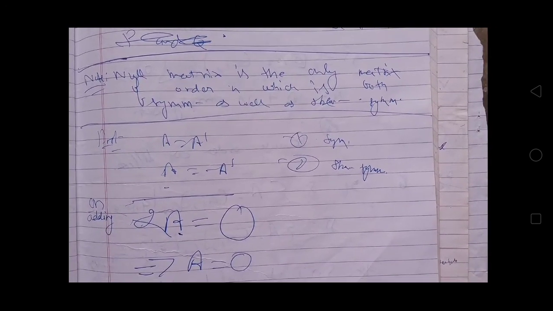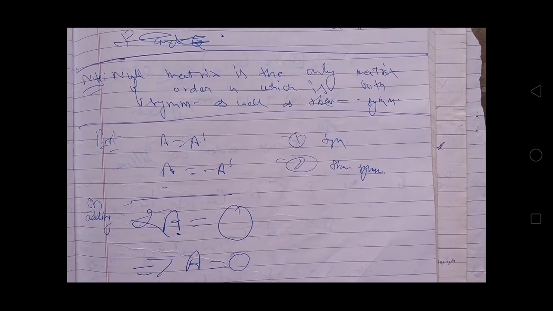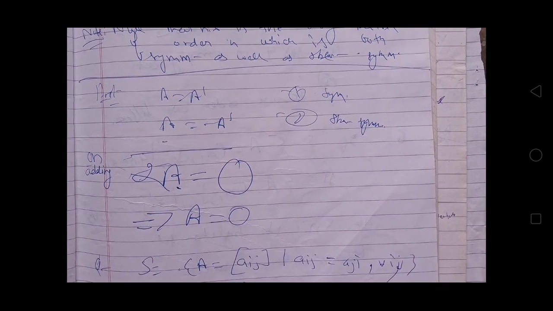Now see this note. Null matrix is the only matrix of order n which is both symmetric as well as skew symmetric. So let's suppose A is some matrix which is both symmetric and skew symmetric, and mark these considerations as number 1 and number 2. From adding number 1 and number 2, you will get 2 into A equal to 0 matrix, which will imply that A is the 0 matrix.